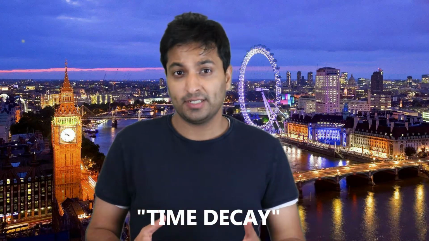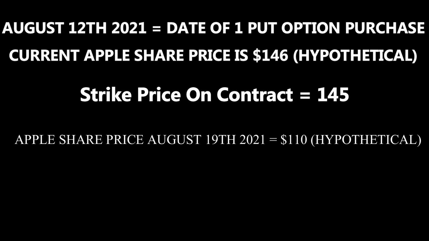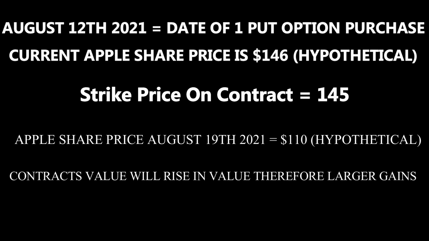Now, as explained in the previous video, time decay and risks are also associated with put options. If the share price drops significantly below the strike price in a shorter period of time, way before the expiry of the contract, say the share price were to drop from $146 to $110 within 1 week of buying the put option, the contract's value would appreciate more significantly. However, if the share price fails to drop below your strike price up until expiry of the contract, or if the share price exceeds your strike price of $145, your contract will expire worthless.